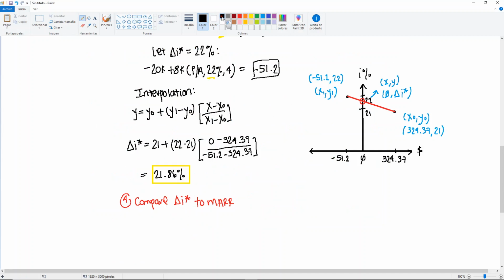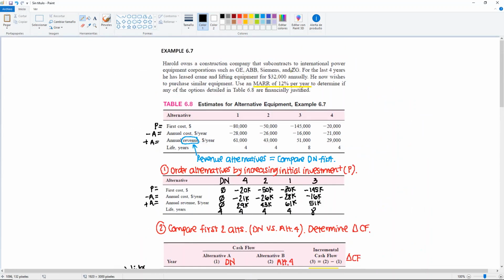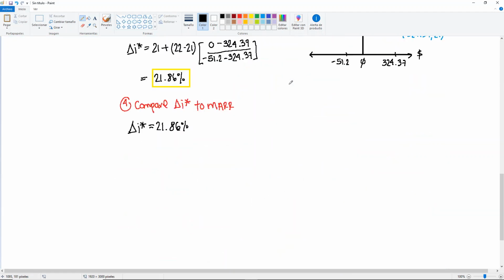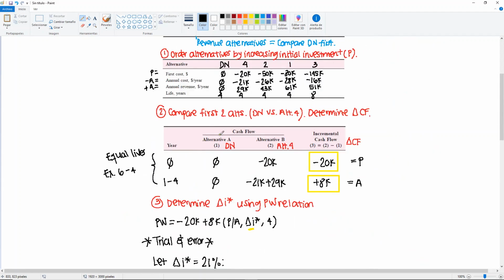So let's go back to the problem. For delta I star, we got 21.86%, and given in the problem, just a friendly reminder, we have a minimum attractive rate of return of 12% per year. So we're going to compare this against the MARR of 12%. In this case, our answer is going to be greater. So therefore, we eliminate do nothing, because do nothing in this case would be our alternative A, and alternative 4 is the survivor.